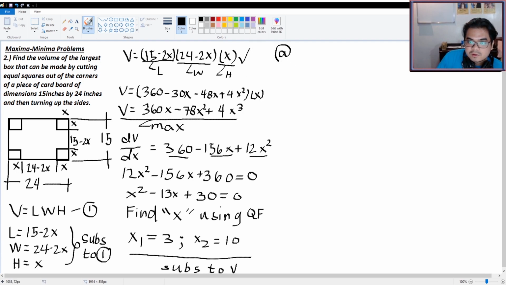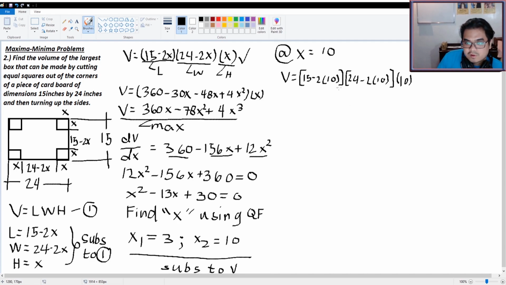So at x equal to, let's just try out 10 first. Trying out 10, you'll have V equal to, this is quite long, so 15 minus 2 times 10, and then times 24 minus 2 times 10, and then times 10 again.